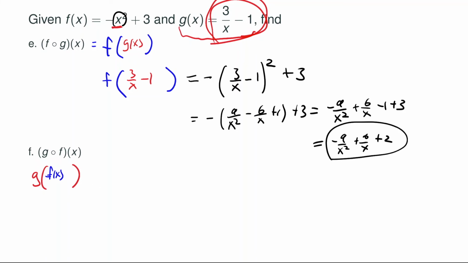So if I write this, we get 3 over f of x, which is negative x squared plus 3 minus 1. Again, as you can see, this is the input. Instead of this x right here, we're putting the entire f of x as an equation. So this is the final answer for g of f of x. So g of f of x and f of g of x are not always the same. And if both of them are equal to x, then we can say f and g are inverse to each other.